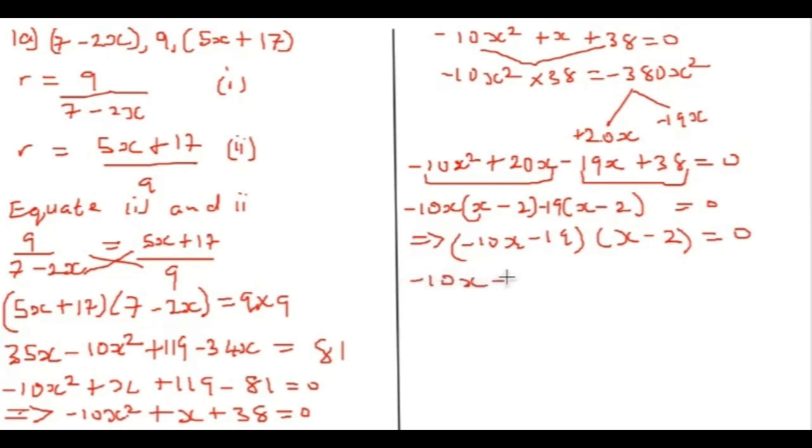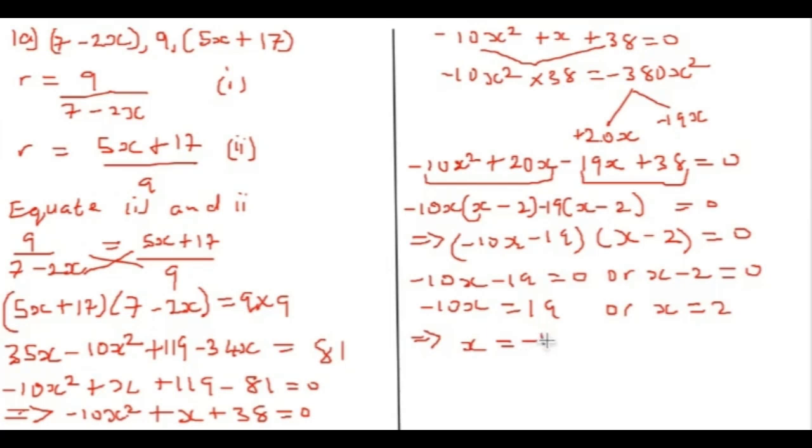Good. So minus 10x minus 19 equals 0, or x minus 2 equals 0. Minus 10x equals 19, or x equals 2. So finally, we simplify this to become x equals minus 19 over 10, or x equals 2. These are the solutions to the quadratic equation.